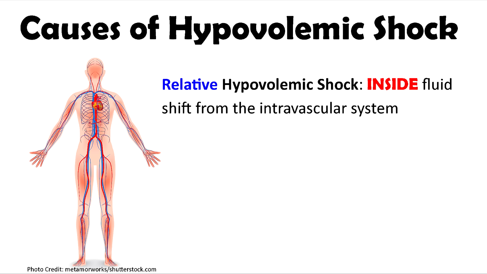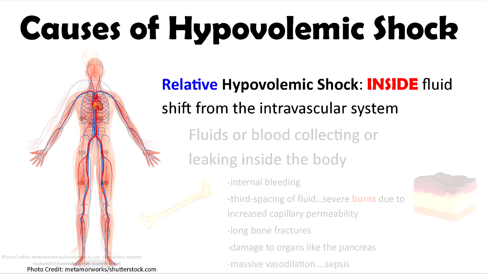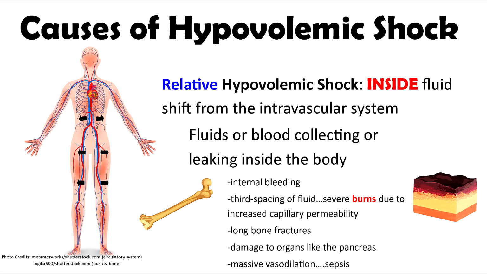First type is called relative hypovolemic shock. And this is where you have an inside fluid shift from that intravascular system. And this tends to be a little bit more concealed than the absolute type, which we're going to talk about next. You're not going to see just bright red blood leaving the body like how you could in absolute, and you know that that patient's losing fluid. This can be a little bit more concealed.